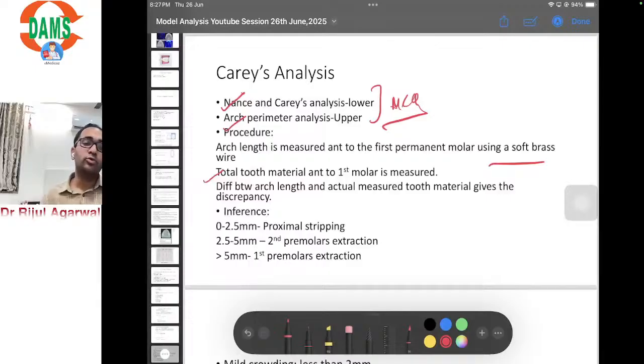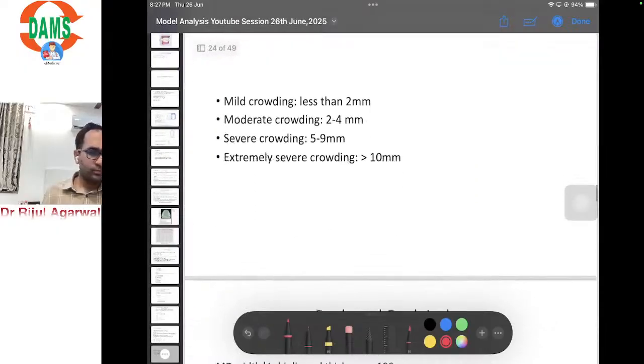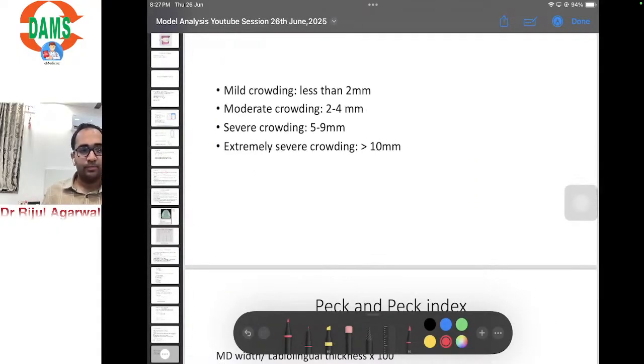Here you will get to know what to do, whether to go for extraction or stripping. If it's between 0 to 2.5 mm, go for proximal stripping. 2.5 to 5 mm, second premolar extraction, and greater than 5, it's first premolar extraction. There is a chart indicating that mild crowding is generally less than 2, moderate between 2 to 4 mm, severe 5 to 9 mm, and extremely severe crowding is greater than 10 mm of discrepancy.